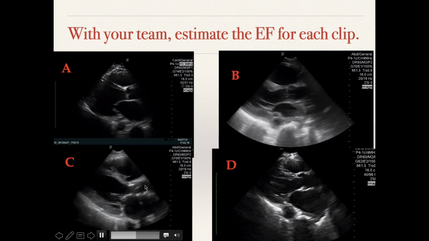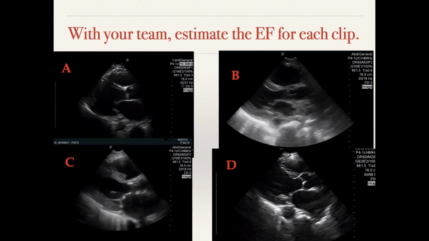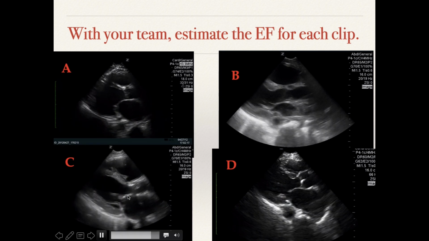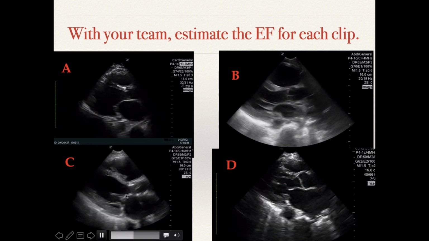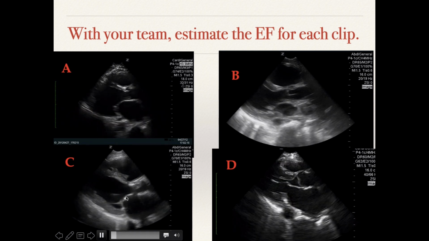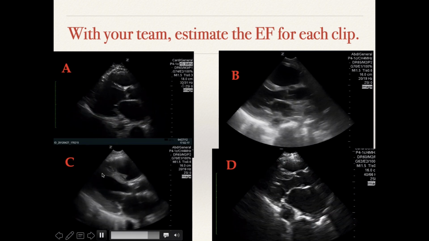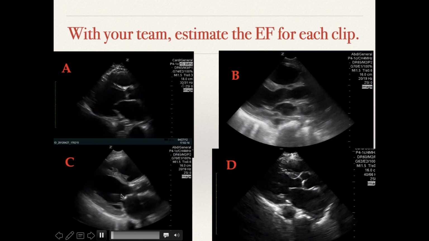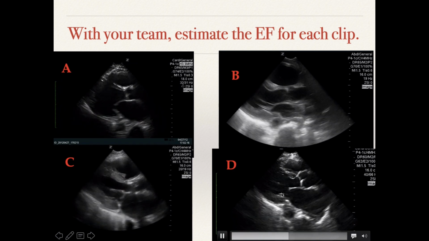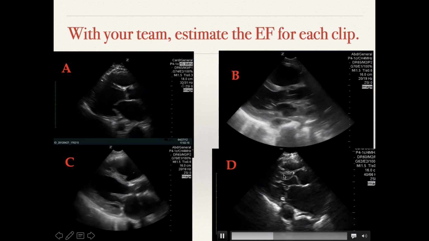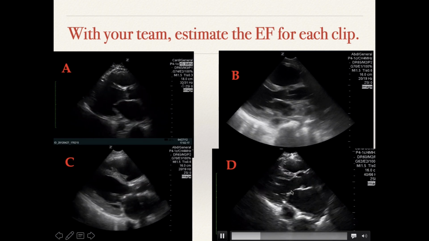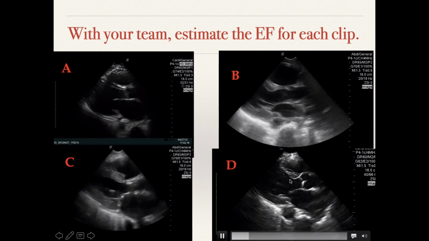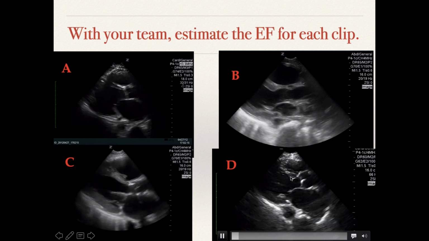C does not look great either, but it definitely looks better than A and B and is in a moderate category. Probably we're talking like 35%, something like that. But the muscle here at least is squeezing a bit. The valve is opening a bit as well. And D is a normal. We have good contraction of the left ventricle, and that anterior leaflet of the mitral valve is swinging up and touching the septum during diastole.